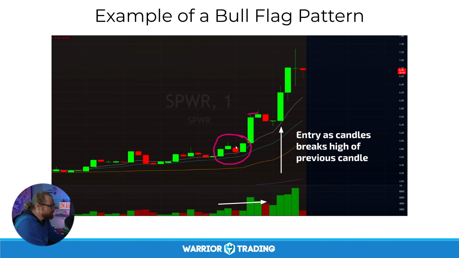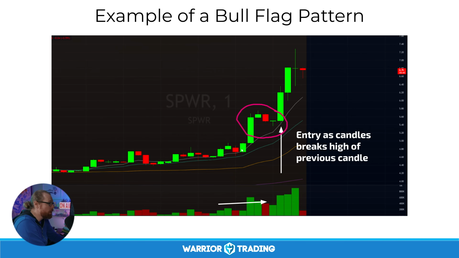Now, could you have bought right down here? You could have, and that is a small bull flag. You've got 3 green candles, a small red candle, and then it pushes higher, but it may not have been as obvious. Once a stock starts to really move quickly, more traders are paying attention to it, and that's when these patterns really work out well.